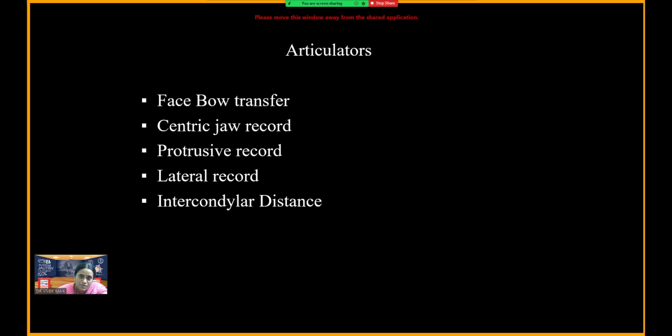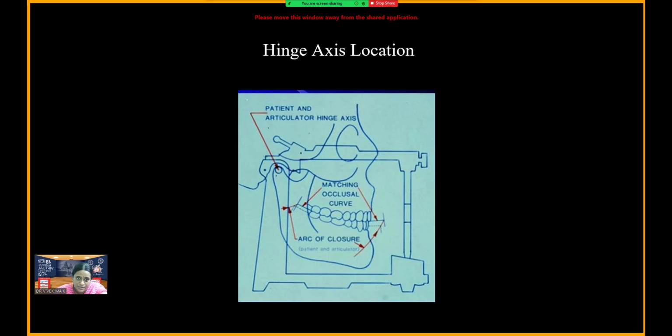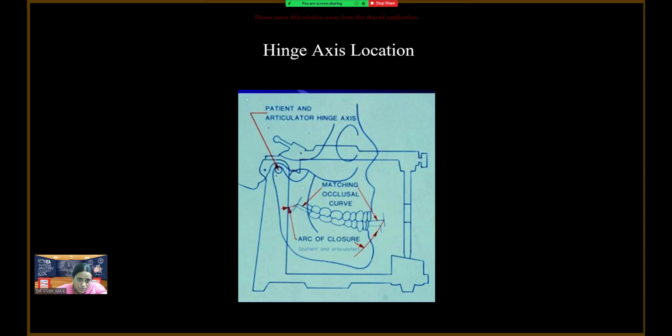Once it is transferred, the articulators use the face bow record, the centric jaw relation record, the protrusive record, lateral records, and intercondylar distance. Here, the hinge axis location is correlated with the maxilla and the patient, and you have the occlusal curve, and the patient's arc of closure is also shown in this picture.